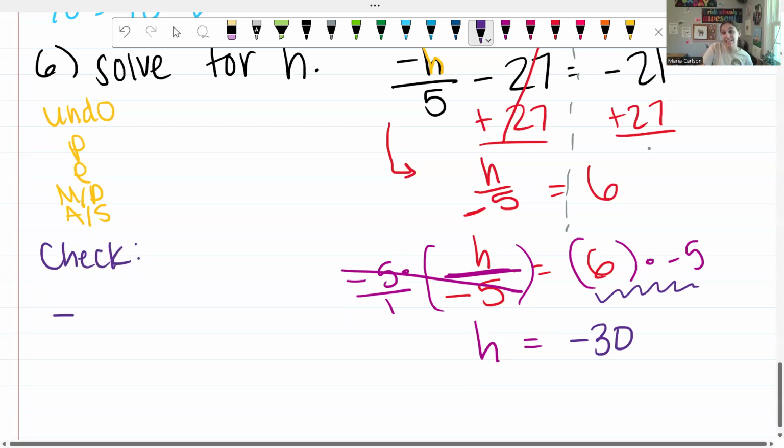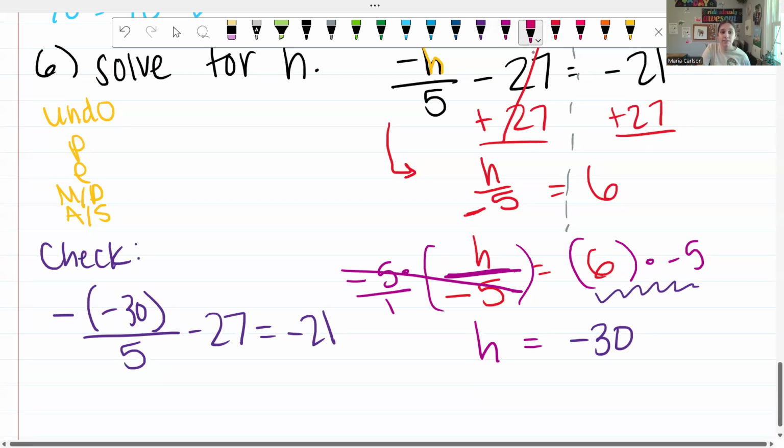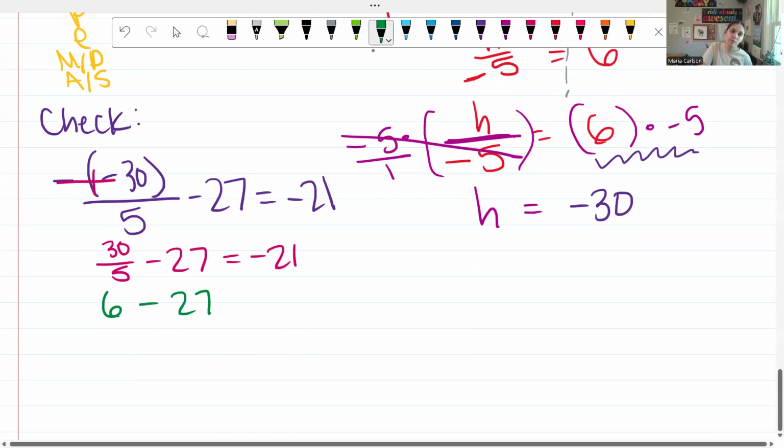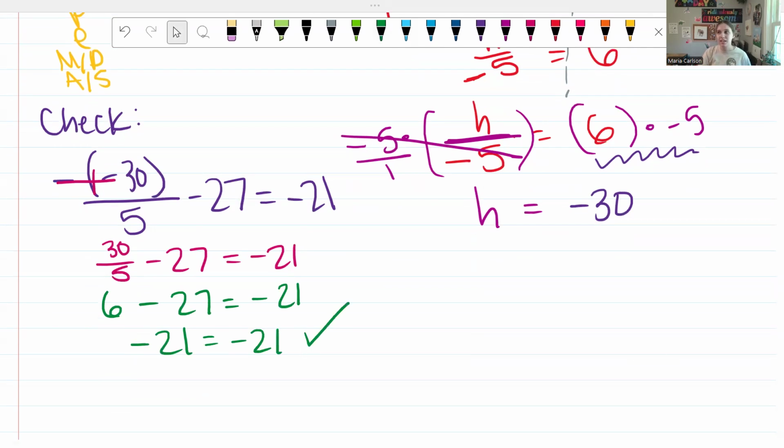Our original problem was negative h on top over 5, and then we got h to be negative 30. So we have negative 30 over 5 minus 27 supposedly should equal negative 21. And let's see if it does. So negative negative 30 just turns into positive 30. So I have 30 divided by 5 minus 27 is equal to negative 21. 30 divided by 5 is 6, minus 27. And 6 minus 27 is negative 21. So this equation is true. Please let me know what questions you have on this section, and I'll see you in class.